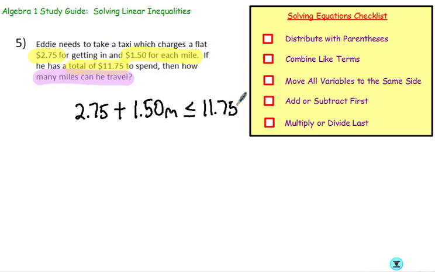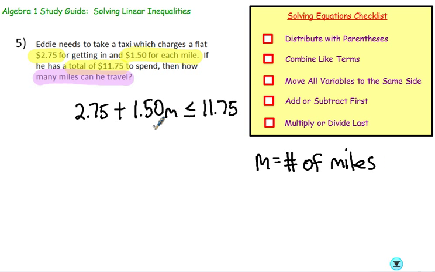And again, the reason it's less than or equal to, similar to the previous problem, is that if you have a certain amount of money to spend, you can't spend more than what you have, so it couldn't be greater. You have to spend less than what you have. But you also could spend that whole amount as well. All right, and by the way, we're using M to represent the number of miles. M is the number of miles.